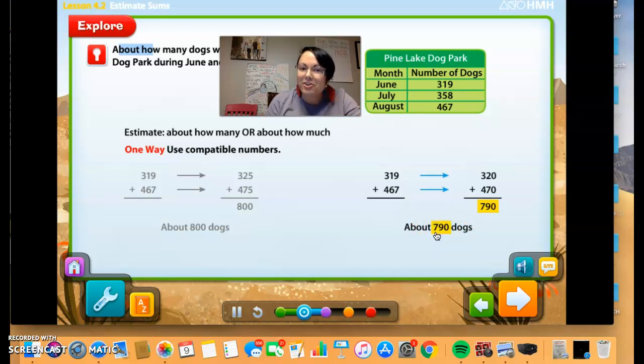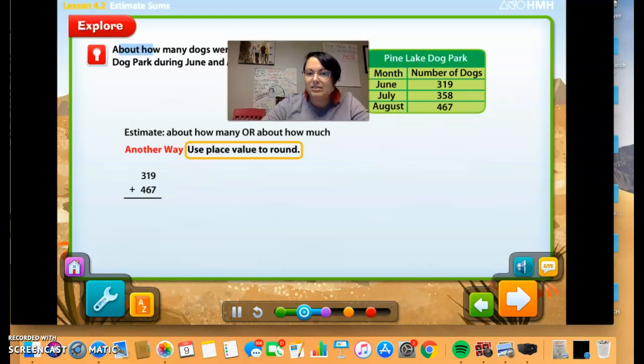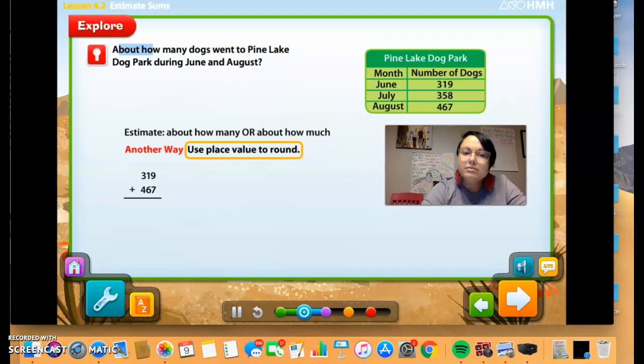790 dogs. So you can also say about 790 dogs visited in those months. They're very close to each other. Both estimates are reasonable or make sense. Okay, I like that word reasonable, if it makes sense. Here's another way to estimate. Use place value to round.